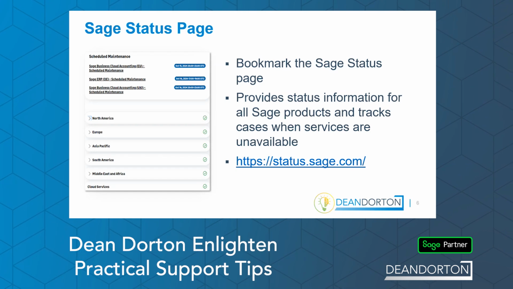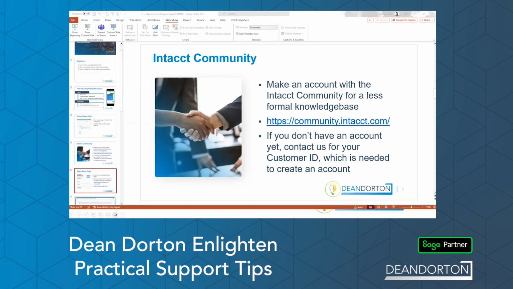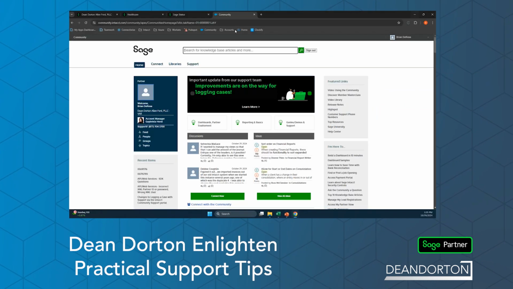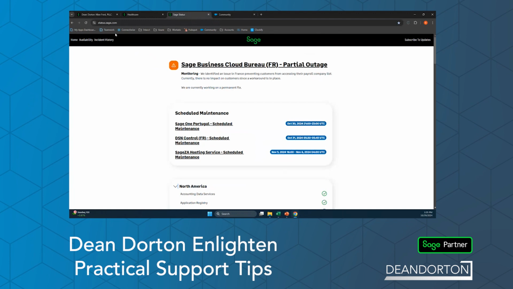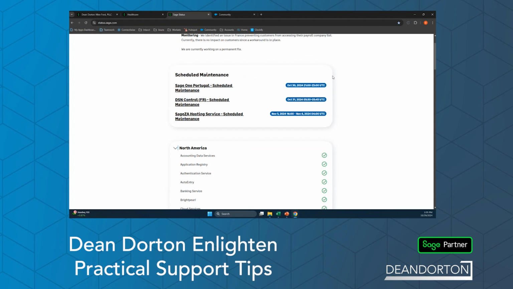status.sage.com is the URL here. I recommend bookmarking that, and I'll show you what that looks like. Looks like there's currently a partial outage for France for the Sage Business Cloud Bureau.